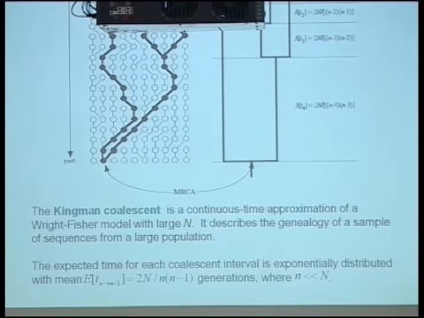So one can imagine that, for instance, when you have a very large population, it takes longer for you to find a common ancestor with somebody else in the audience. But if there's a very small population, it will take you a lot quicker to find a common ancestor with somebody else, randomly selected from the population. The expected time for each coalescent interval is exponentially distributed, and this is the mean, 2N divided by n times n minus 1.